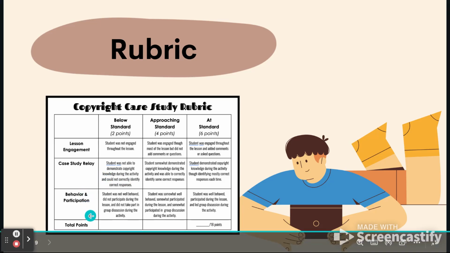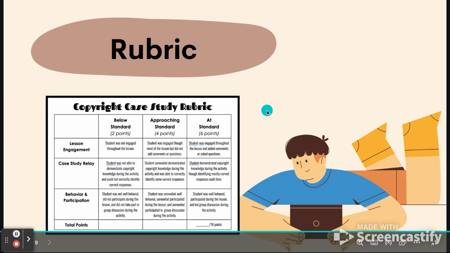And then finally, behavior and participation. The student was well behaved, participated during the lesson, and led group discussion during the activity. Or the student was somewhat well behaved and somewhat participated during the lesson, and then somewhat participated in group discussion during the activity. Or for below standard, the student was not well behaved, did not participate during the lesson, and did not take part in the group discussion during the activity.